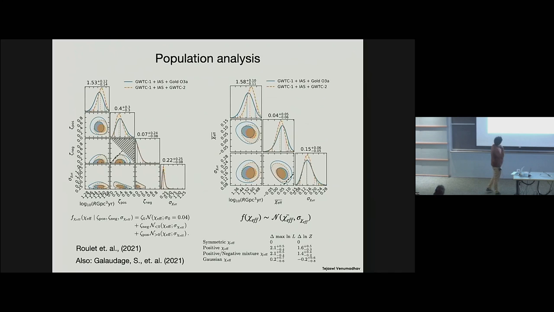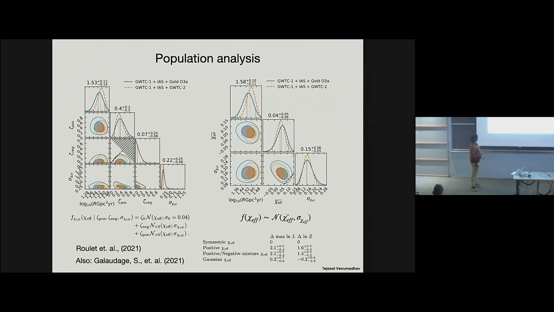So after doing this, we found that, interestingly, at least from the catalog that was there after O3A, the data, so this is the posterior for the positive fraction and the negative fraction, and the spread for the Gaussians. So the posterior for the negative fraction is consistent with 0, while the positive fraction is measured to some number.